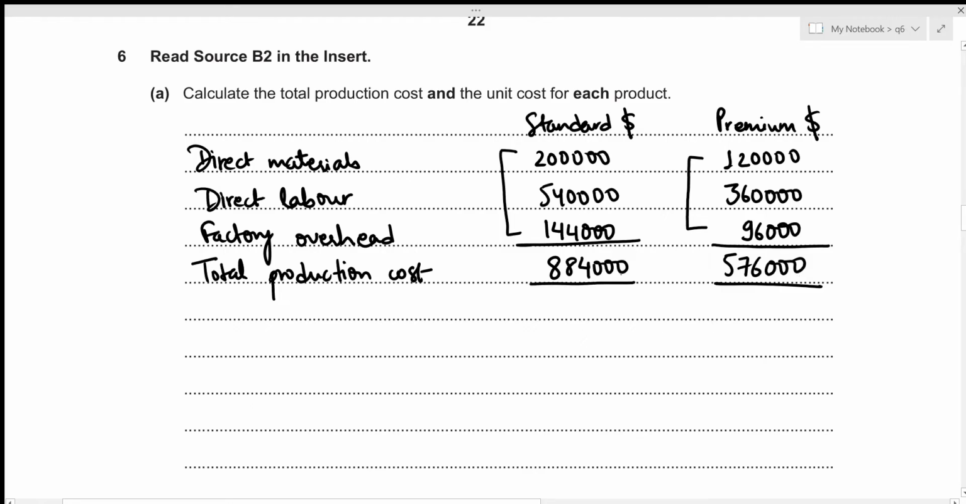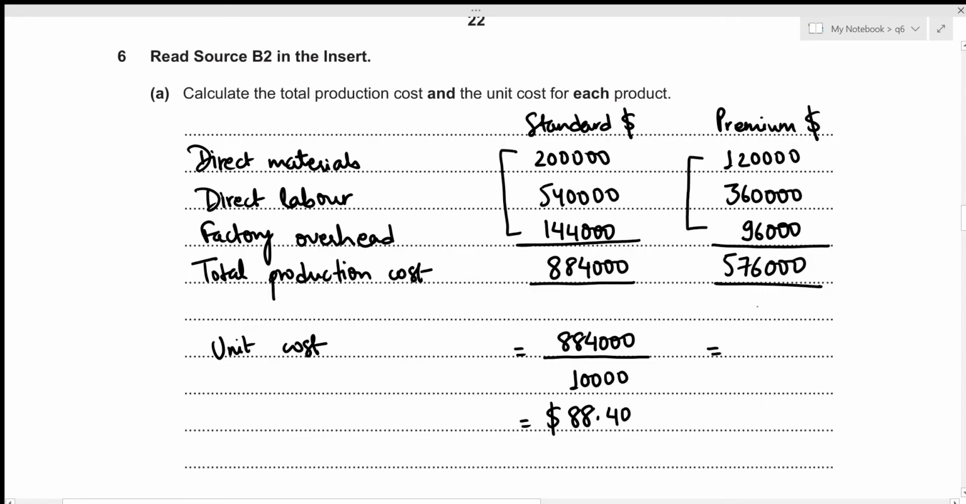Okay. And we also need to figure out our unit cost, right? So if we have the total production cost, then in order to figure out the unit cost, we just divide our total production cost by the total number of units produced. For the case of standard, the total production cost is 884,000. And we know that our total units produced was 10,000. So we just divide it. And this gives our unit cost for standard to be 884,000 divided by 10,000, which results in the value of 88.40. Let's repeat the same process for premium.